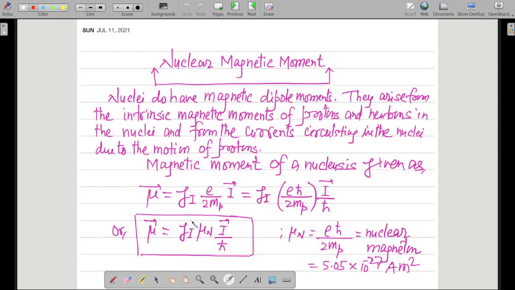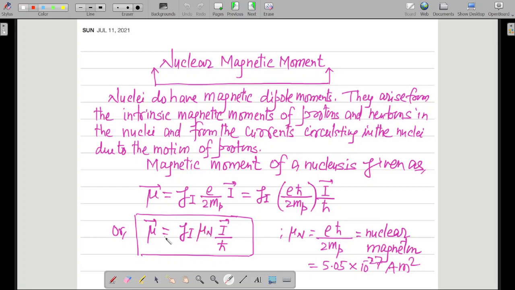Now this particular term, e h bar divided by 2 mp, is your nuclear magneton, mu n. So I will substitute this particular term by mu n. The value of the nuclear magneton is given like this: 5.05 times 10 to the power minus 27 ampere meter square. Am square means ampere meter square. That is the mu n value.